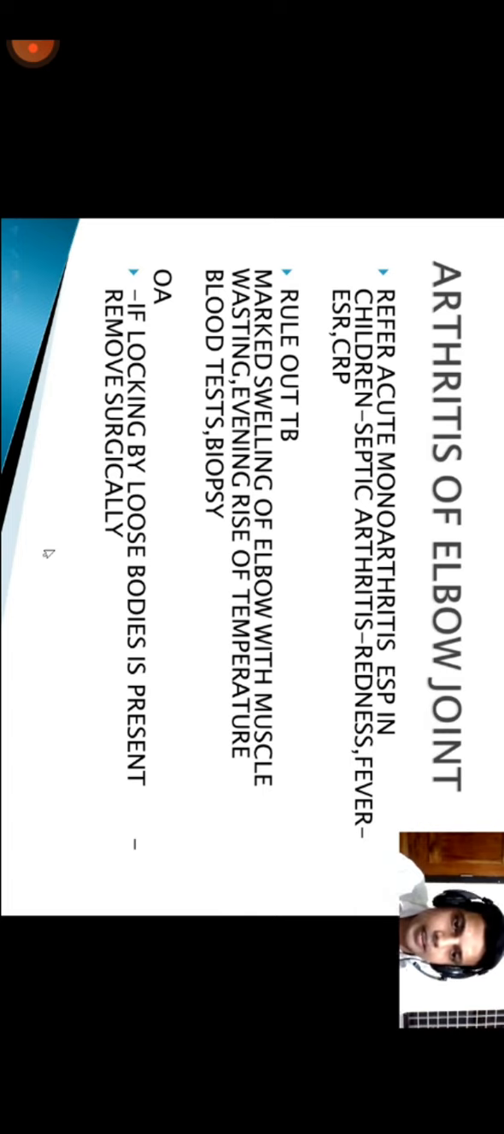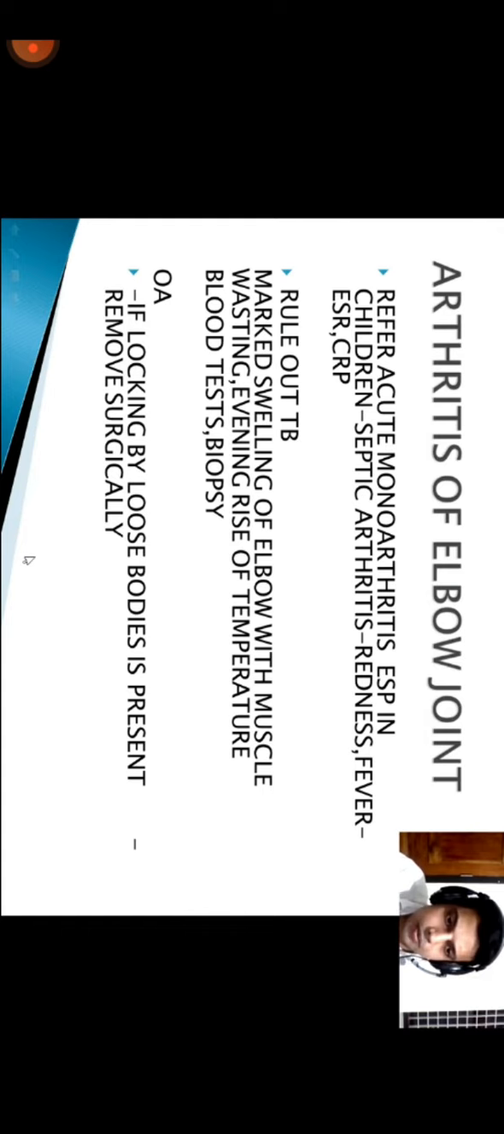Rule out TB in arthritis. TB is not uncommon in the elbow joint, with marked swelling of the elbow and muscle wasting. The muscle wasting is important in case of TB, and an evening rise of temperature will be there. Blood tests and biopsy will help us rule out tuberculosis of the elbow joint.